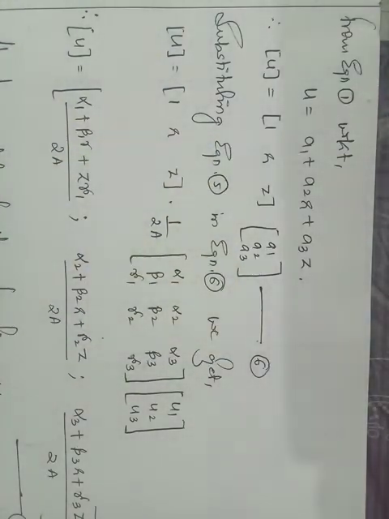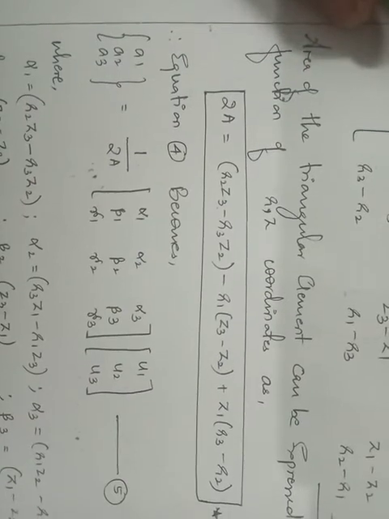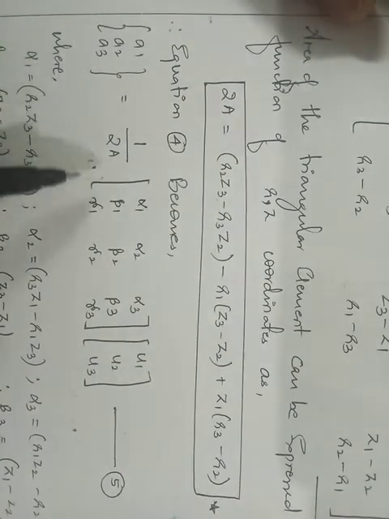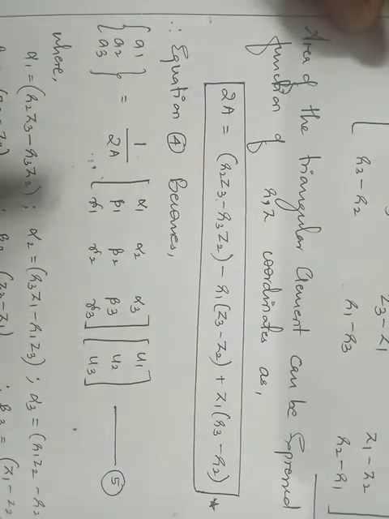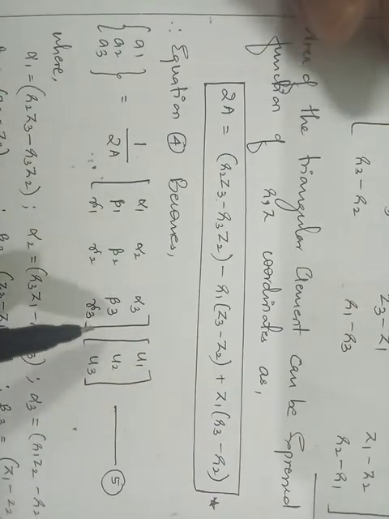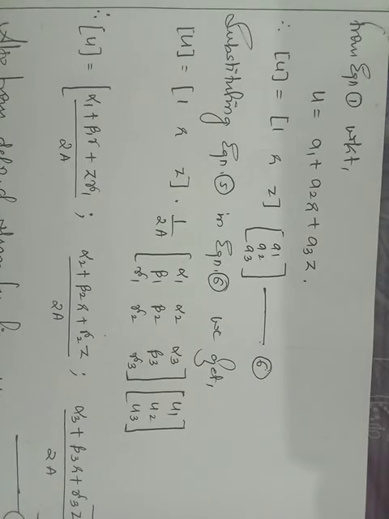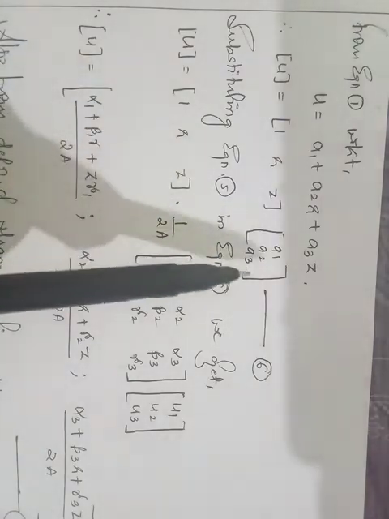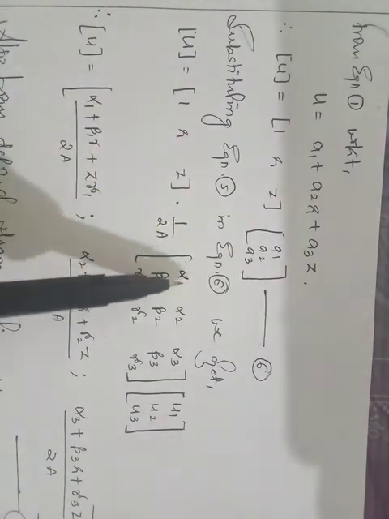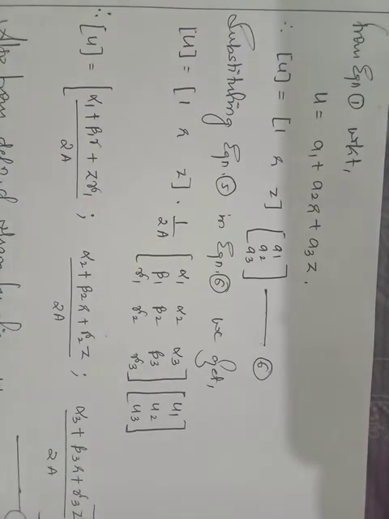What was our equation number 5? I will show you what is our equation number 5. This is our equation number 5, a1 a2 a3. So I need to substitute the value of a1 a2 a3, that is this part, right? So this part I will be substituting in my equation number 6. So that is what I have done here. 1 r z, a1 a2 a3 value, I put it as 1 by 2a, this matrix into this matrix. Now if I multiply this matrix and divide by this, what will I be getting?